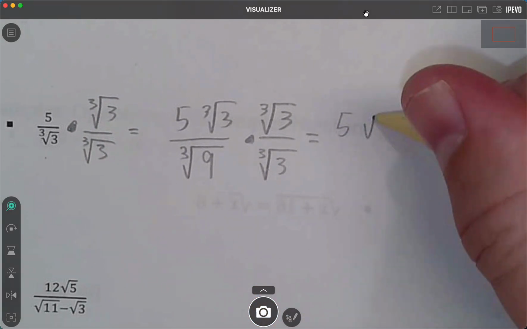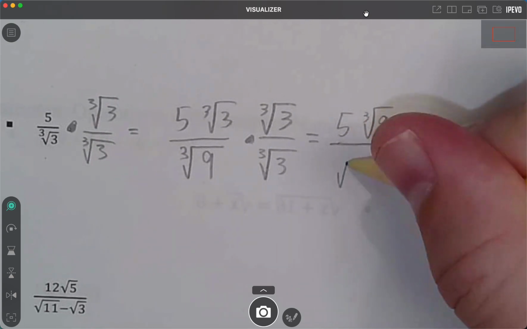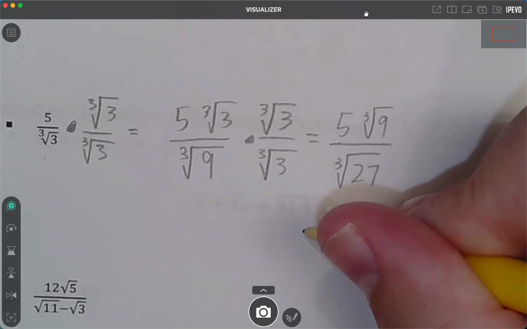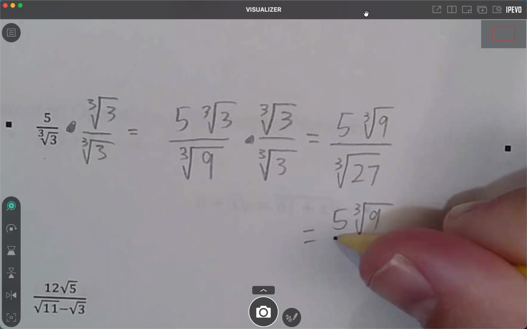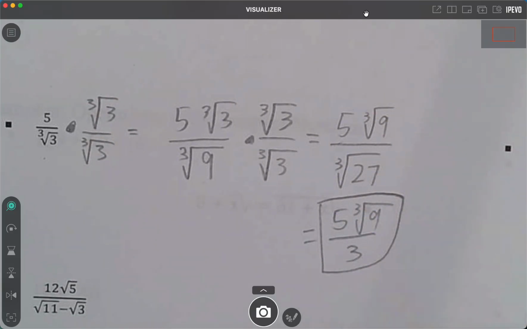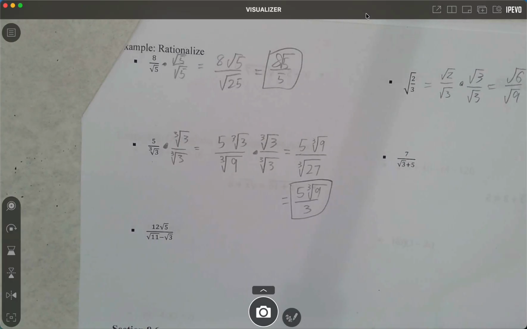I've got 5 cube roots of 9 because the inside contents come together. I've got a cube root 27 because the inside contents come together. And finally, that means I have 5 cube root 9 over just 3, and I'm done. Again, 9 over 3, don't be tempted to reduce because the 3 is on the outside, the 9 is on the inside. They are safe, and they are not like one another. So that would be our simplified answer.